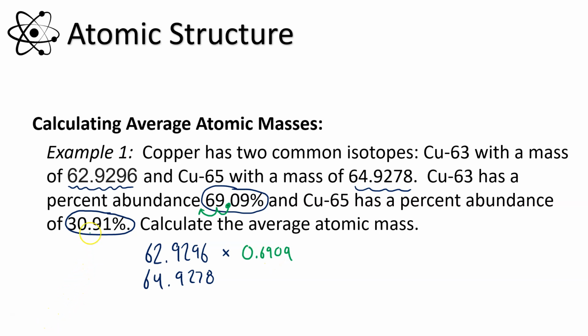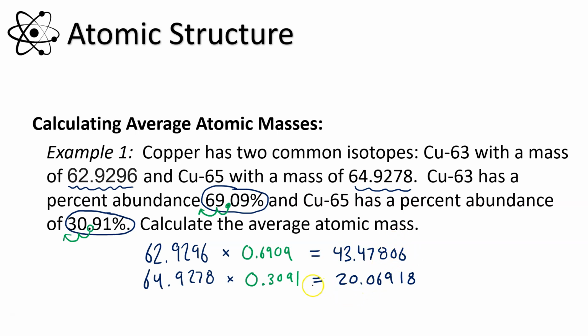So we're going to do that again for copper 65's percent abundance. Here's my decimal, 2 places to the left, so this gets multiplied by 0.3091. So I've multiplied these numbers and written down the answers that my calculator gives me. Notice I'm not rounding yet, so I want to use as many decimal places as possible. We're going to only round the final answer.